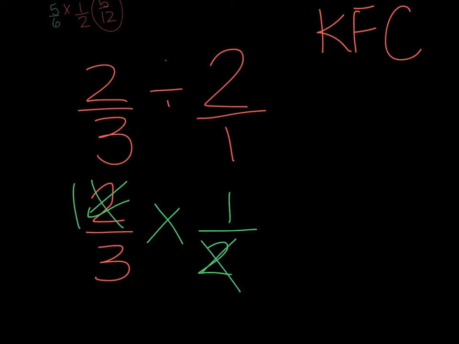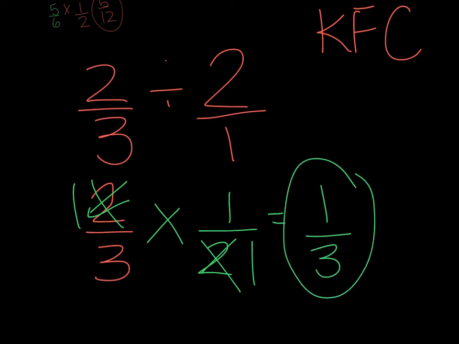I can mark out this 2 and make it a 1. What's 1 times 1? 1. 3 times 1 is 3. My answer is 1/3. So once you get past keep, flip, change, you know exactly what to do, because that's what we've been doing for the last week. So we are good. Okay, yes.